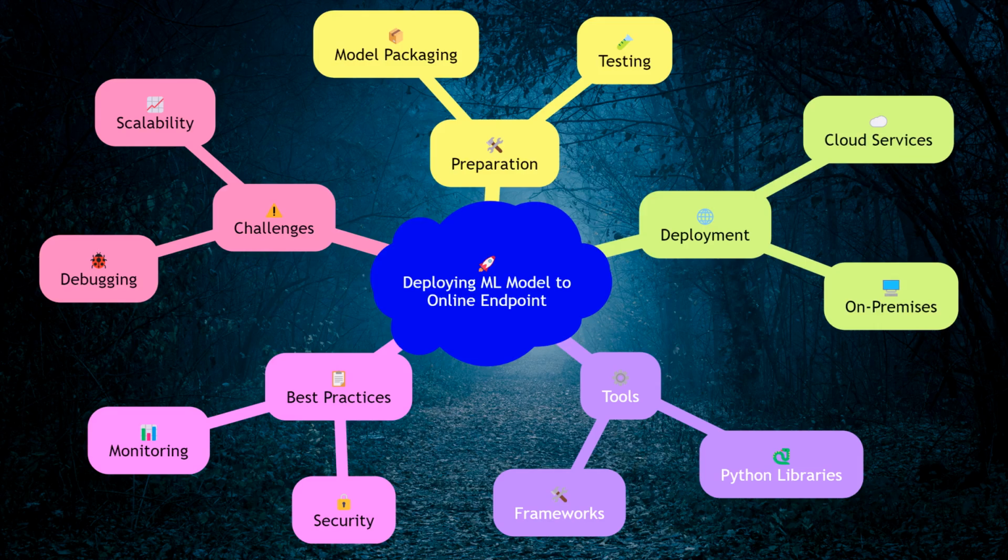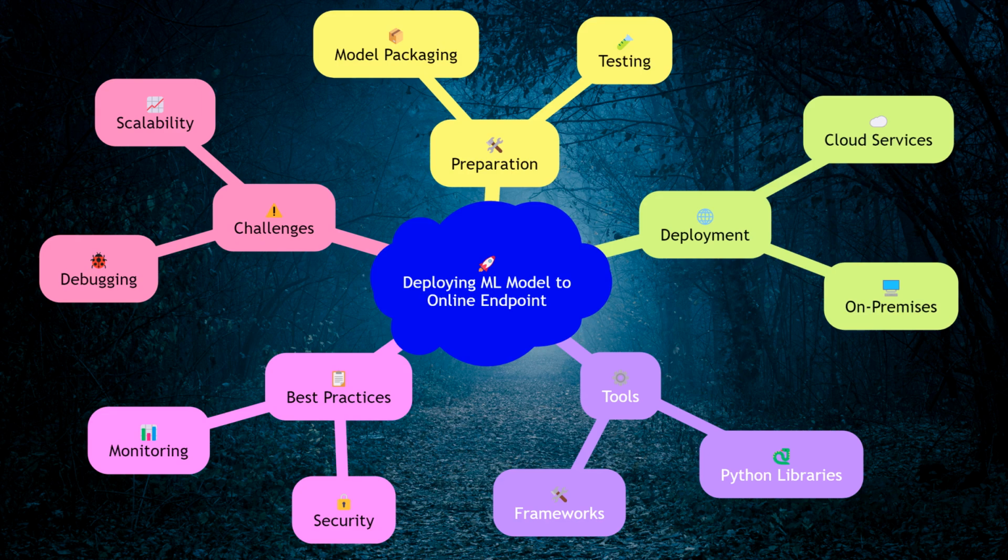Deploying a machine learning model to an online endpoint is a crucial step in making your model accessible for real-time predictions. This process involves several stages, from preparing the model to ensuring it can handle requests efficiently. In this presentation, we will explore the various aspects of deploying a model to an online endpoint, including the necessary tools, best practices, and potential challenges.